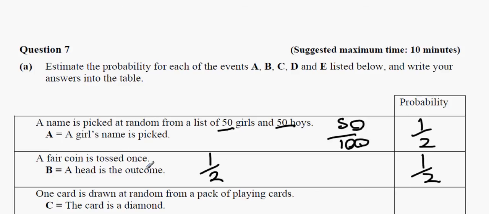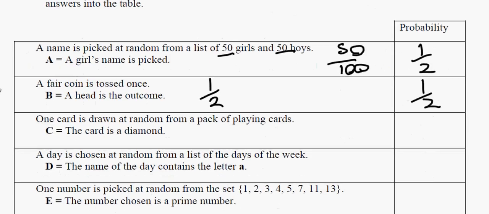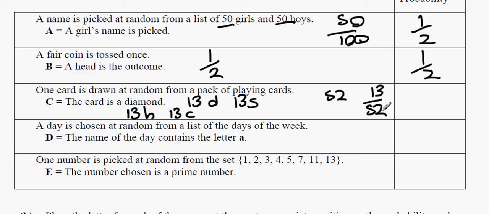One card is drawn at random from a pack of playing cards. The card is a diamond. Okay. Now remember, there's 52 cards in the deck. 13 of them are diamonds. 13 of them are spades. 13 of them are hearts. And 13 of them are clubs. So diamonds going to be 13 out of 52. Put that into your calculator. It's going to be a quarter.